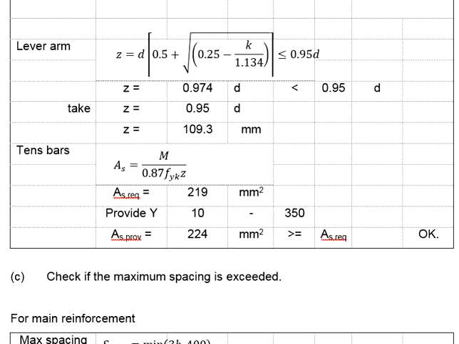Same principles apply. Depending on the spacing that you would like to provide, divide the 1 meter width by the spacing provided. That gives you the number of reinforcement bars within that 1 meter width. And the number of reinforcement bars is to be multiplied with the area of 1 unit of reinforcement bar. That will give you the area provided.